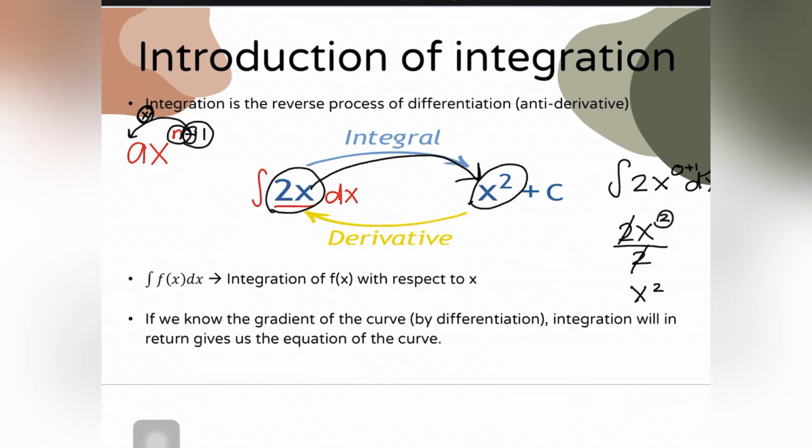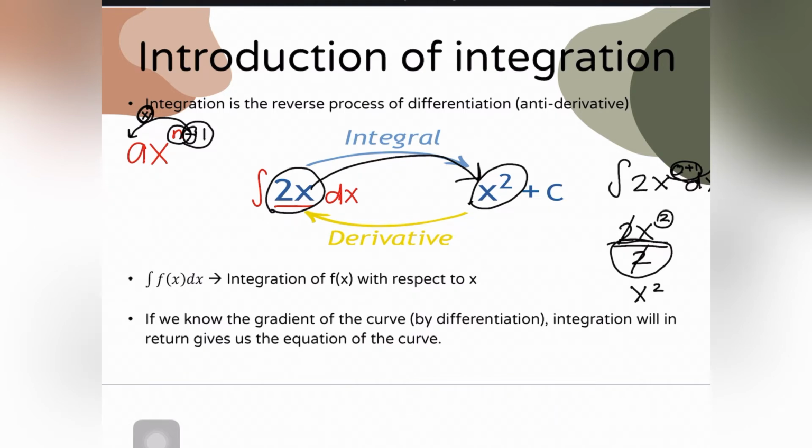Integration and differentiation are opposite processes. If differentiation involves two steps with multiplication and minus operations, integration also involves two steps, but the operations involved are division and addition. The first step, you need to plus 1 to your power of x, and the second step, you need to divide by the new power.